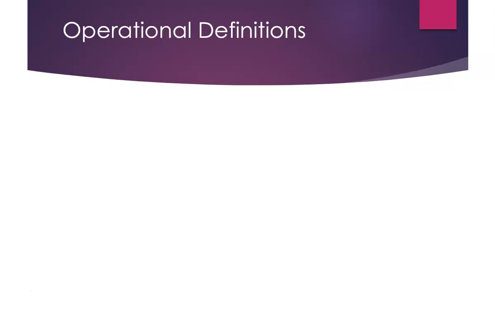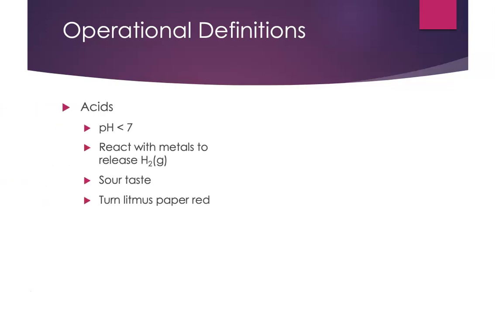I wanted to go back and talk about operational definitions. What are some properties that we can test to determine if a substance is an acid or a base or neutral? We talked about this a little bit, but I wanted to revisit it before I went on. So acids we associate with pHs that are less than 7. Acids will react with active metals like magnesium and zinc to release hydrogen gas, so that can be a test for the presence of an acid. They have a sour taste. Think about the taste of lemon and citrus fruits, that sour taste. And they'll turn blue litmus paper red. So these are all different tests we can do to determine if an acid is present.